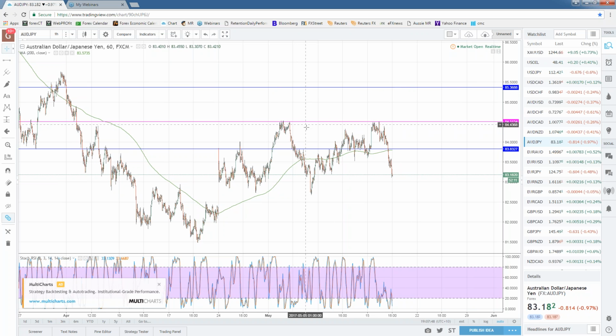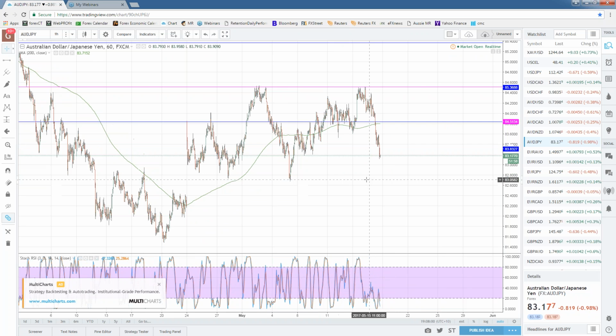And again, that's a very simple little resistance scene. Last time it hit there, it bounced off it. It's playing around that same level. I'm going to enter into a sell. Stop loss above, take profit below, and that worked very well for anyone that did manage to get onto that trade.